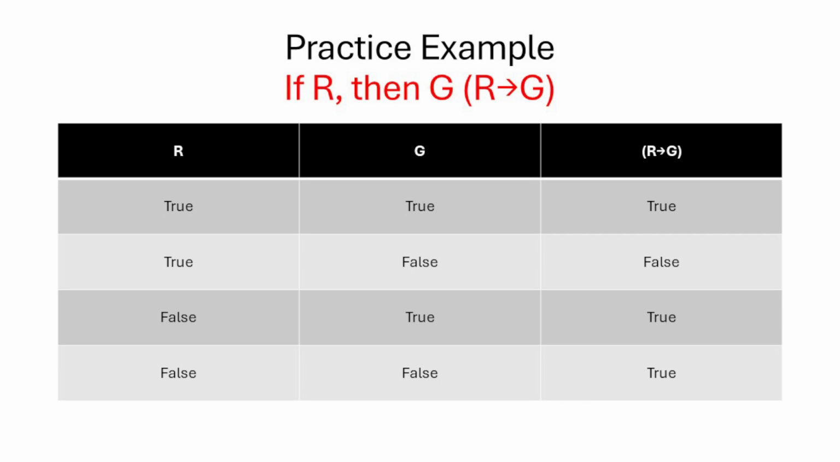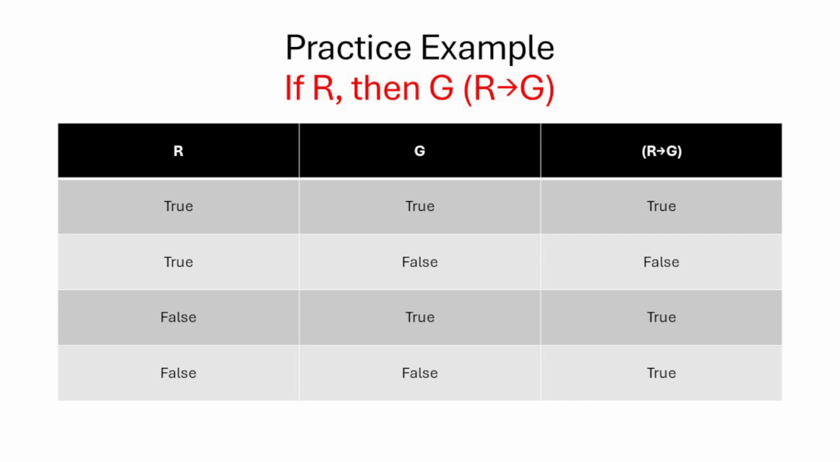So a conditional statement with a false antecedent, R, is considered true because it does not contradict the if-then condition. So when R is true and G is false, the conditional if R then G is false. Since this doesn't match our premises, the argument is valid when the premises are true.